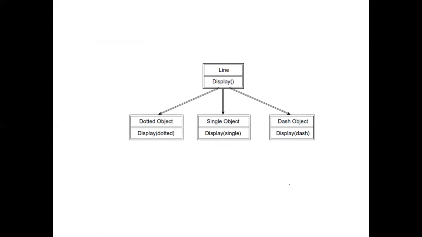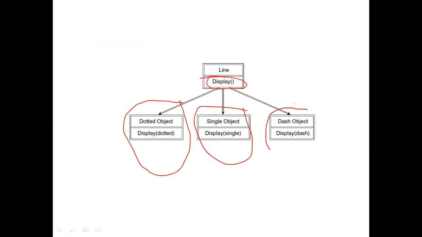I'll tell you, it is polymorphism. The same function name is used in different classes. One class is for displaying a dotted object, one class is for displaying a single straight line, and one is for displaying a dashed line. For all those things, they are using the same function, display. That is dynamic binding. So simply, dynamic binding means using the same function name in different classes.